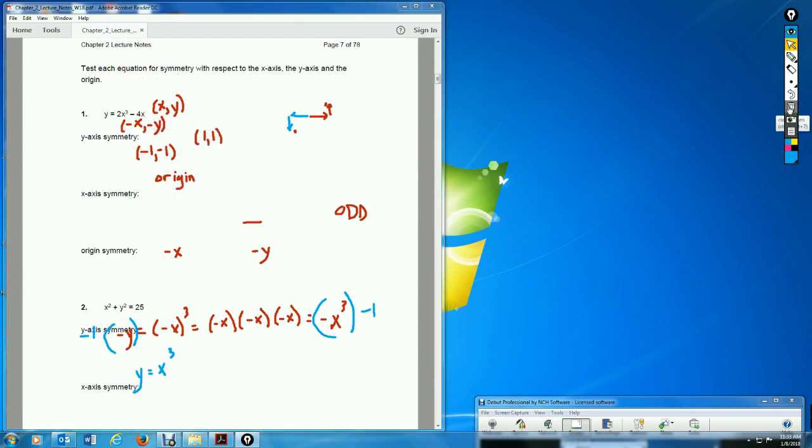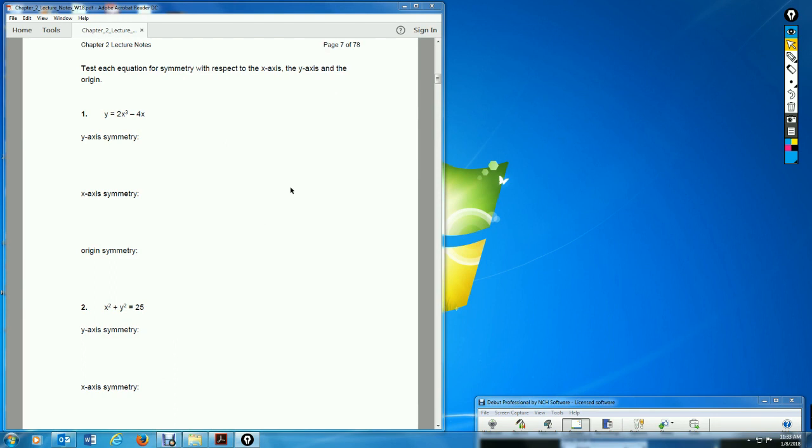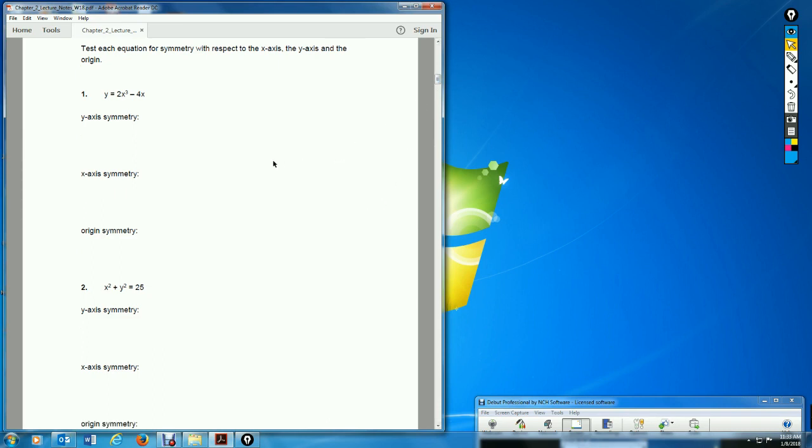All right, so what I want you guys to do at this point is pause. I want you to take each of these two equations, test them for symmetry with respect to the x-axis, the y-axis, and the origin. So just go ahead and pause the recording and test each of these.